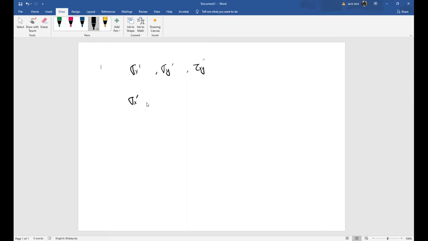The general equation to determine all these parameters: the new sigma x prime, due to the rotation of the xy axis, can be calculated using this equation, which is equal to the initial state of sigma x plus sigma y divided by 2, plus sigma x minus sigma y divided by 2 cosine 2 theta, plus tau xy sine 2 theta. So this will be our first equation. If we check carefully, in this equation we have theta.